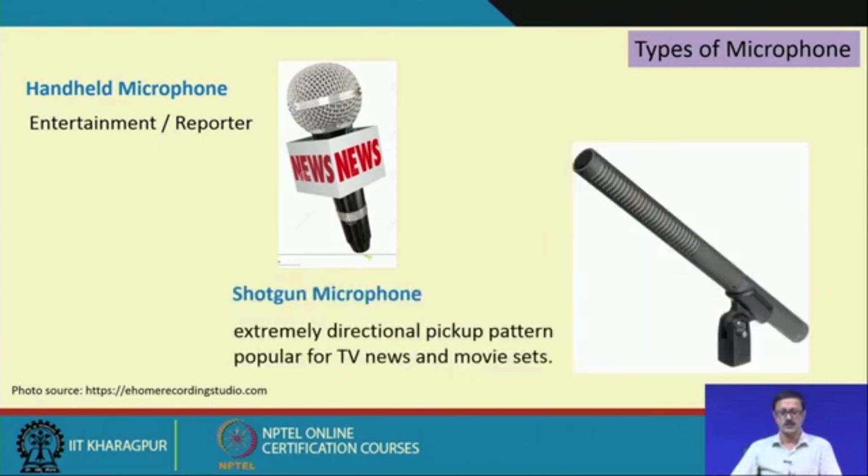And the next one is the shotgun microphone, which is an extremely directional microphone, meaning it catches sound from a very distinct direction. If that direction changes by some angle, it will show very poor output. It is very popular on movie sets and in TV news studios, where a shotgun microphone is held in a particular direction or place, and the speech or dialogue can be captured.